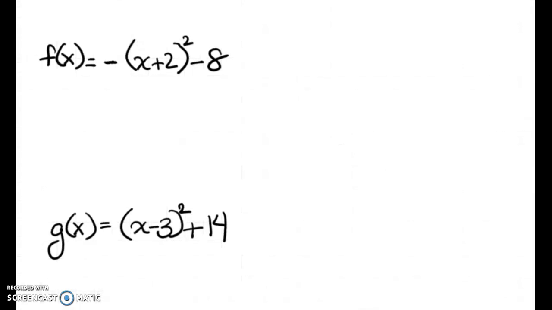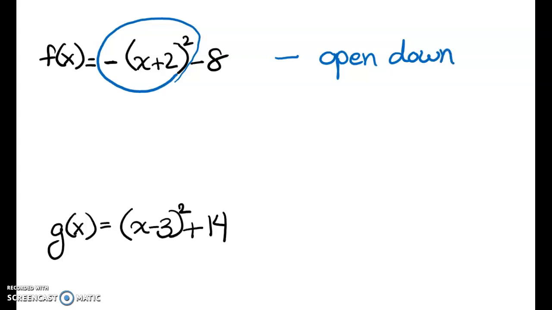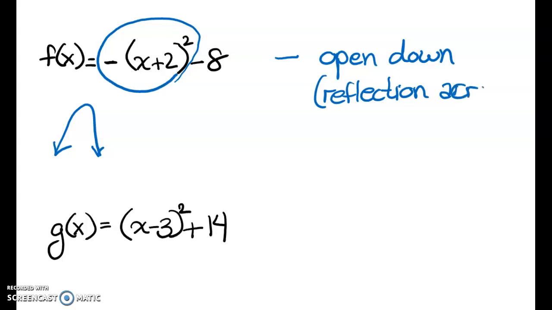In my next example, when I circle my squared term, I have a negative. That means it's going to open down, right? It's going to open down like this. And that means I do have a reflection across the x-axis.